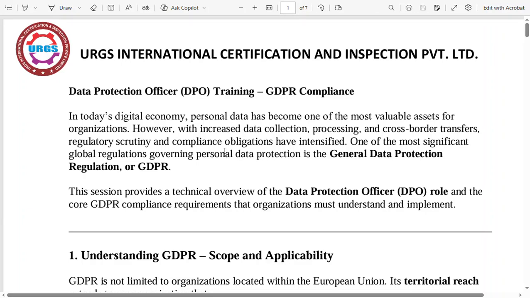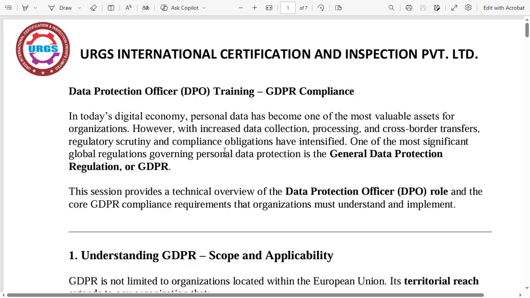Data Protection Officer (DPO) training, GDPR compliance. In today's digital economy, personal data has become one of the most valuable assets for organizations. However, with increased data collection, processing, and cross-border transfers, regulatory scrutiny and compliance obligations have intensified.